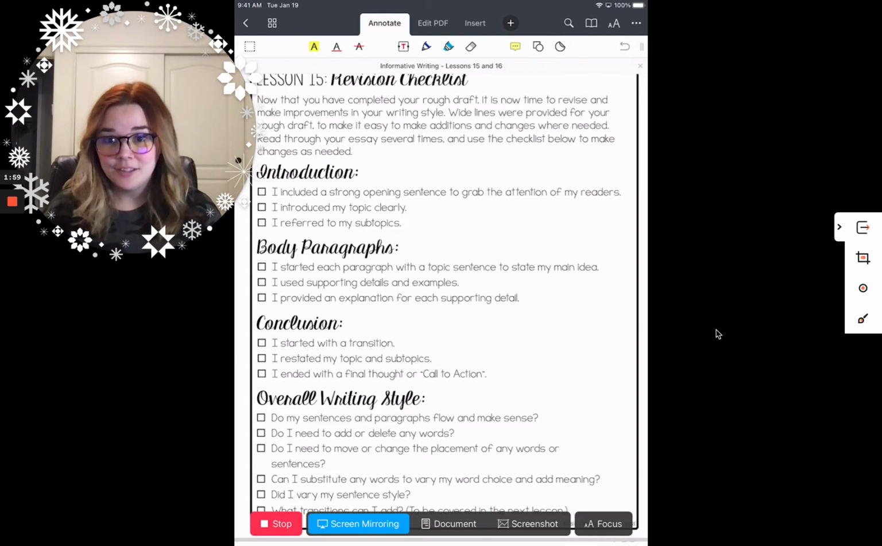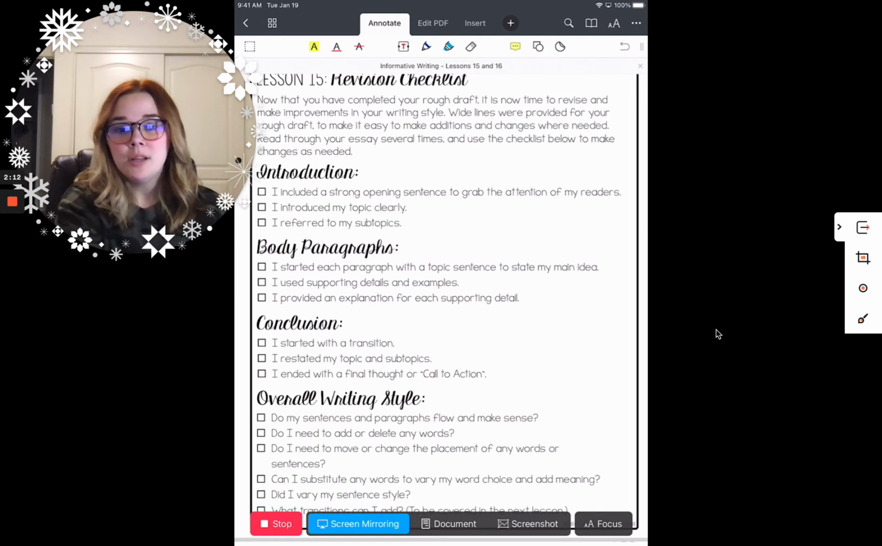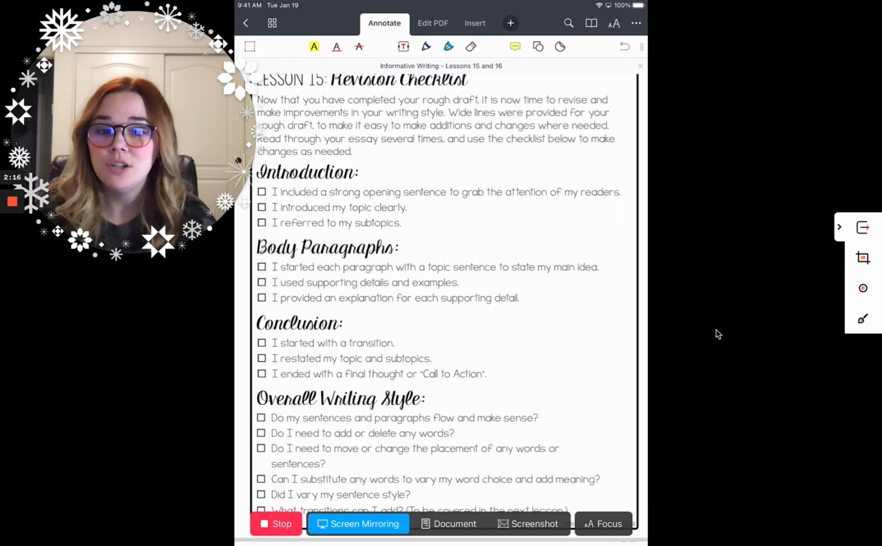The second thing that you want to look for in your informative writing essay is your body paragraphs. You want to make sure that you have body paragraphs. You should have one for each of your subtopics. So for each body paragraph, you want to make sure that you started each paragraph with a topic sentence that states your main idea, tells your reader what your subtopic is.